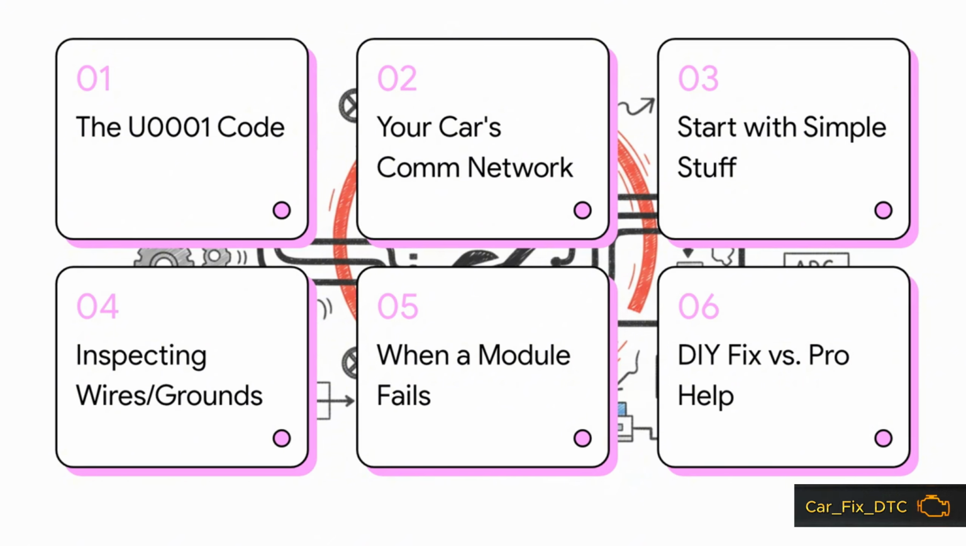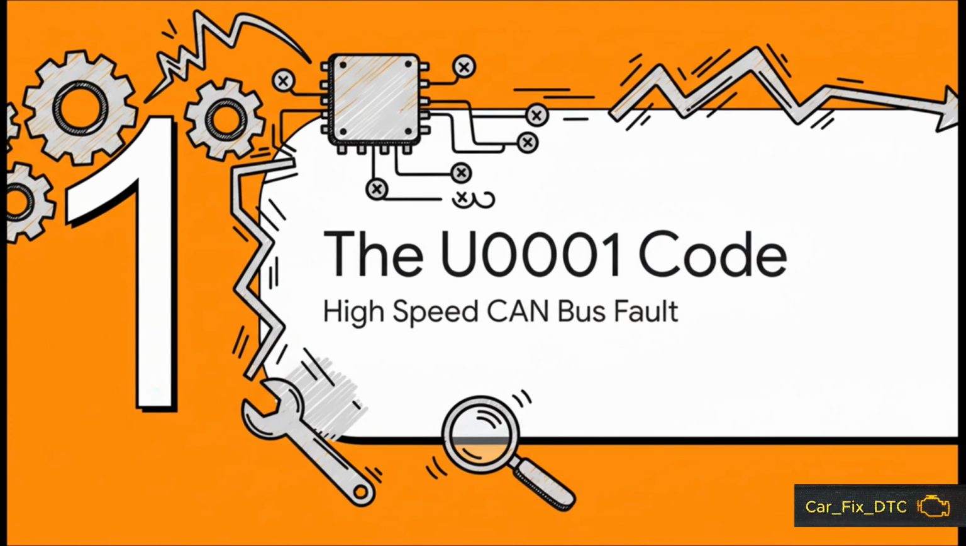Okay, so here's our game plan. We're going to follow a clear path to get to the bottom of this. First, we'll define what this code actually is. Then we'll dive into your car's communication network. From there, we'll walk through the diagnostic steps, starting with the easiest checks and working our way up. And finally, we'll talk about how to know when it might be time to call in a professional. So let's start with the code itself.